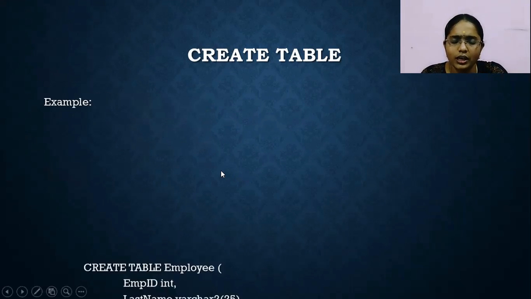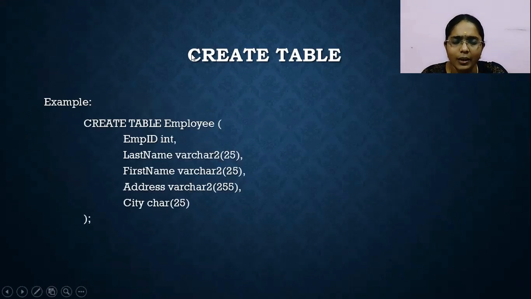You can notice here I have given an example as employee. So my table name, what I mentioned, is CREATE TABLE employee. Here my table name is employee, and this employee table is having 5 columns. The first column is employee ID, followed by the data type of it. Employee ID will be of integer type, then last name, and for last name I'm using VARCHAR2.